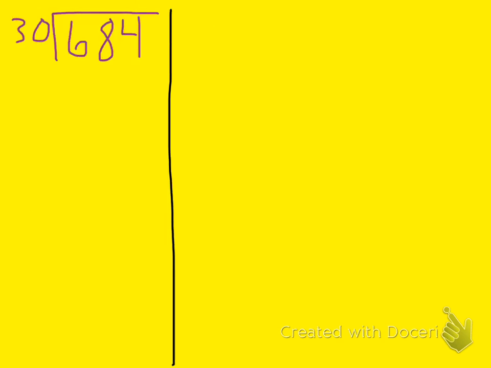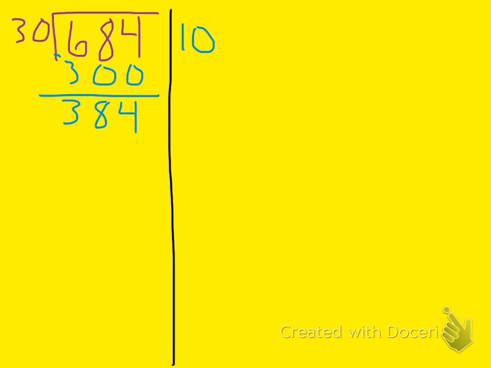Now in your math journal, they throw in some challenging ones. I'm going to try one that's a little bit more difficult with you so you know how to solve it. Let's say this problem is 684 divided by 30. So the first step is to figure out how many times does 30 fit into 684. Again, I'm going to go with 10 because that's the easiest number to multiply by. So 10 times 30 is 300. So I'm going to write my 300 down here and then subtract. So I'm left with 384.